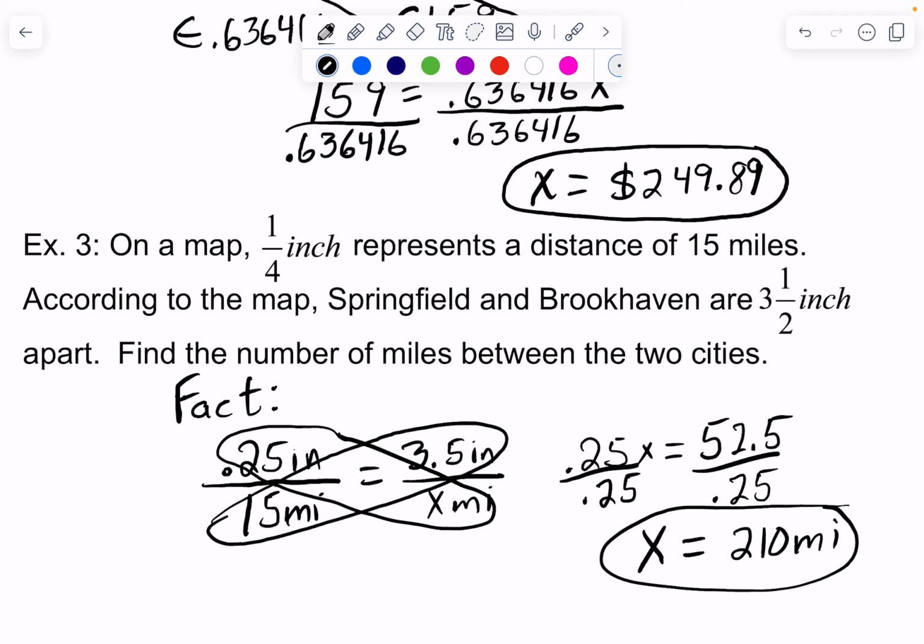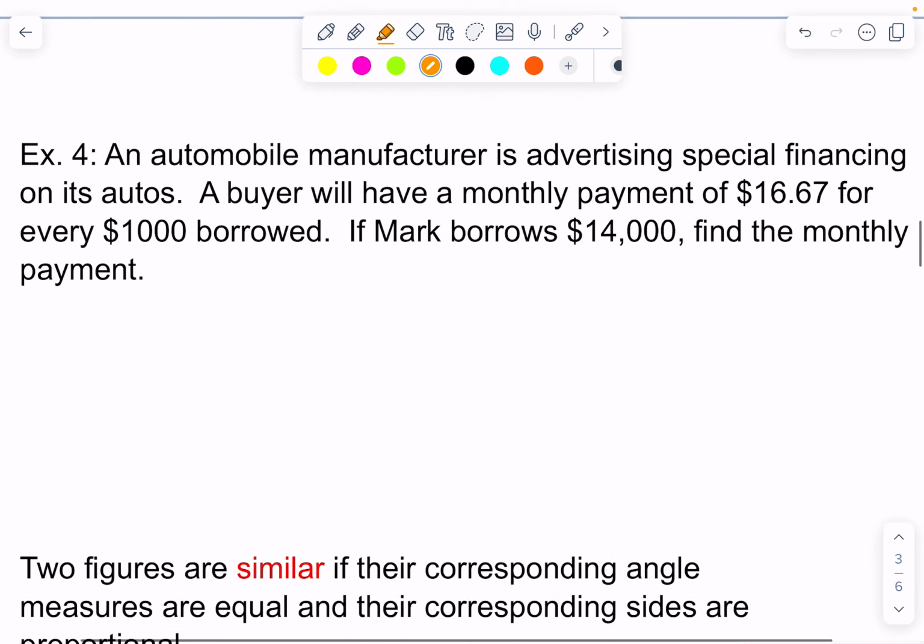Always make sure you label properly so that you know what your final answer is going to be. And in this case, we were looking for x miles. All right. Number 4.